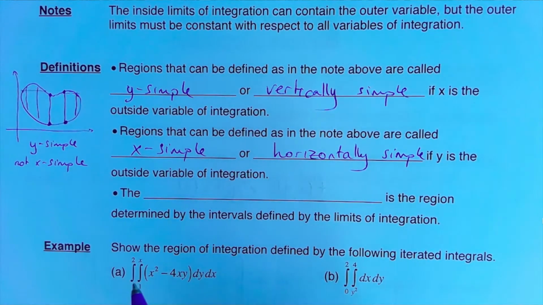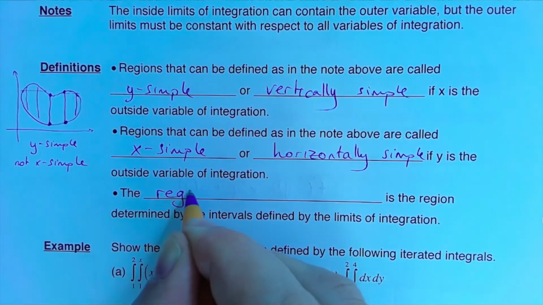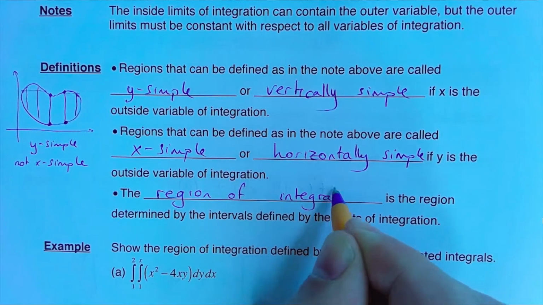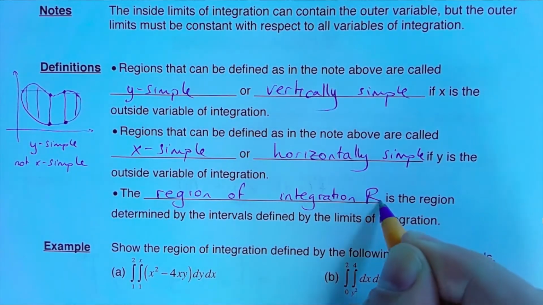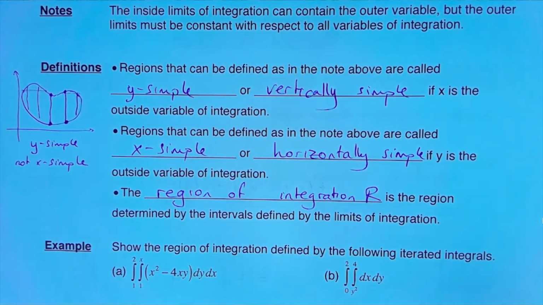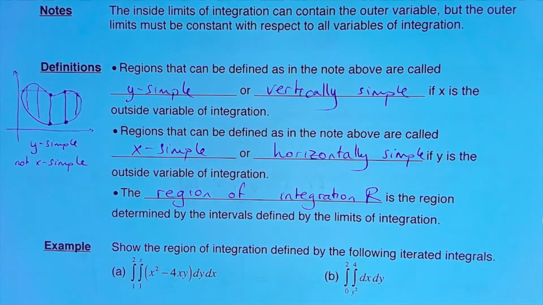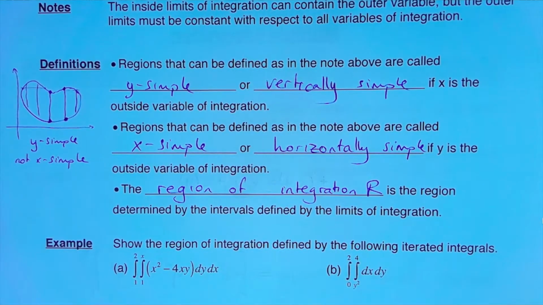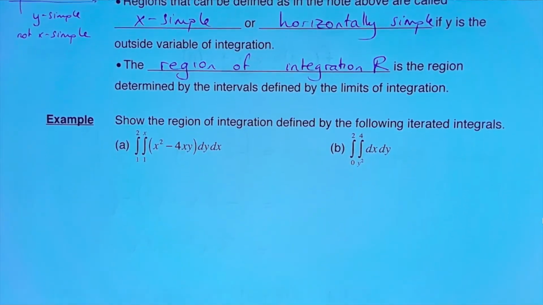So the region of integration, we often call it R, is the region determined by the intervals defined by the limits of integration. Here are two examples where we want to see what the region of integration is.